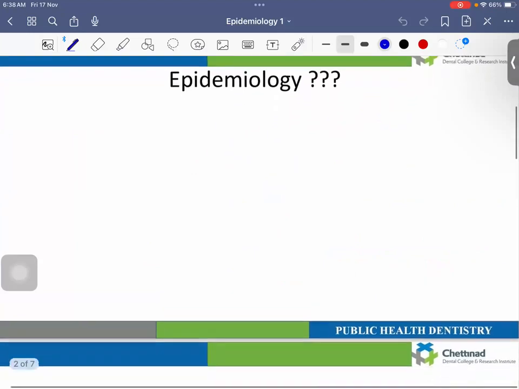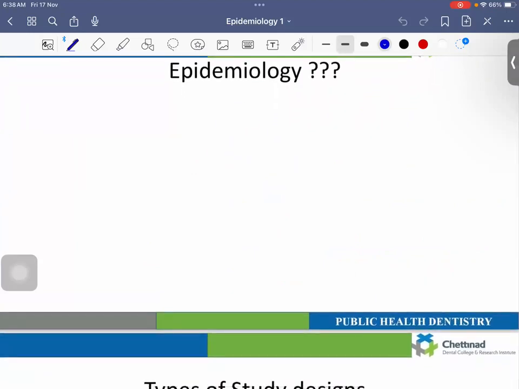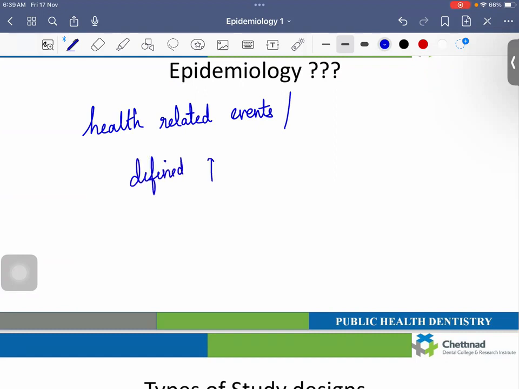So to begin with, what is epidemiology? It is the study of the distribution and determinants of any health related events. Okay, it is any kind of health related events. It could be a disease, it could be an epidemic, or it could be a vaccination trial or whatsoever. Distribution and determinants of health related states and events in defined populations, and the application of this knowledge to the control of health problems in the population.